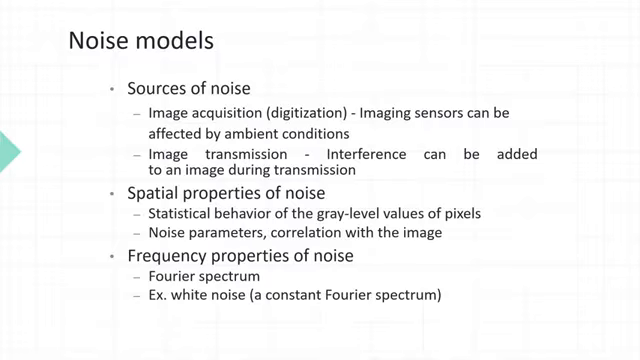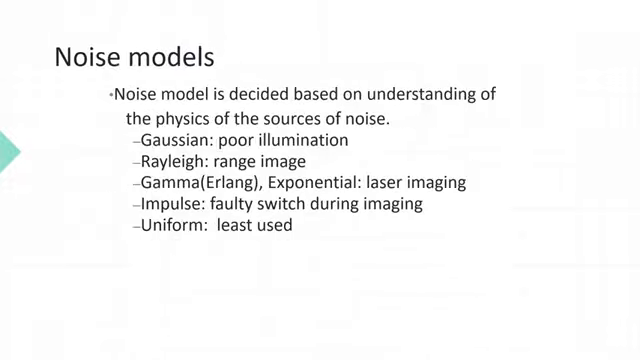Mainly here we depend upon the Fourier spectrum, meaning Fourier transform. And the best example for the noise models in frequency properties is white noise. Next, coming to the noise models, what are the types of noise models we have in the literature? Very first one, Gaussian. This Gaussian leads to poor illumination. If this Gaussian noise is added during the transmission, it will lead to very poor illumination.